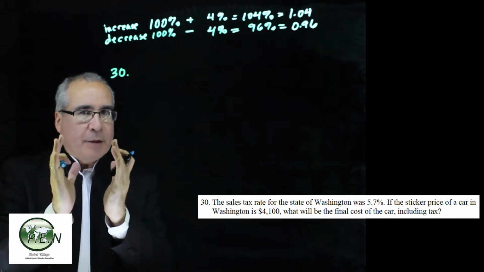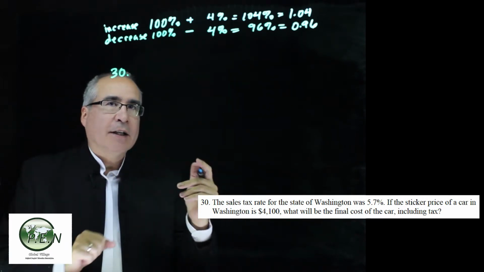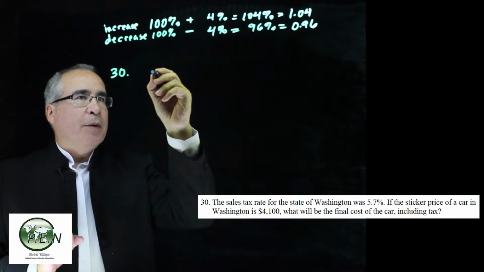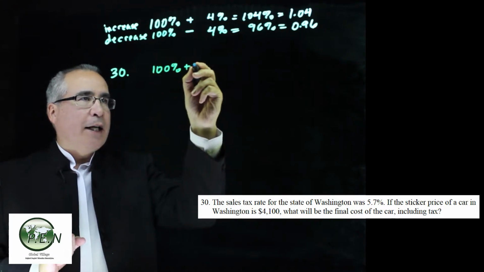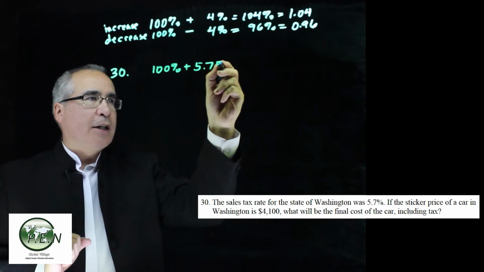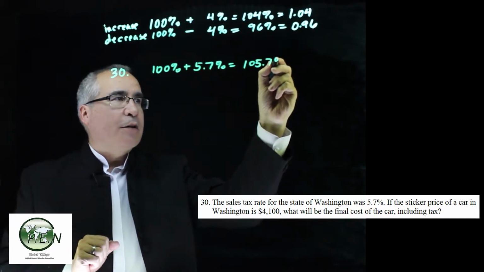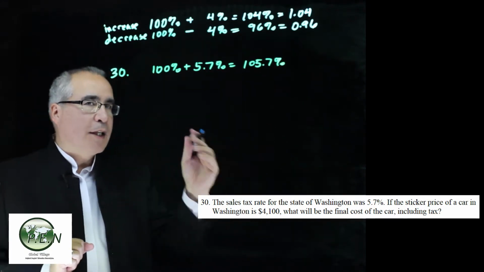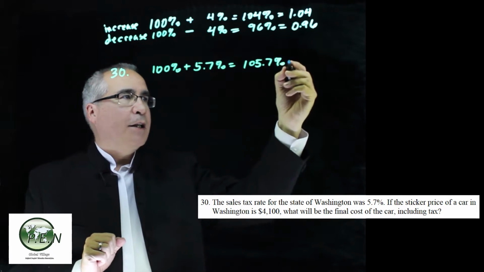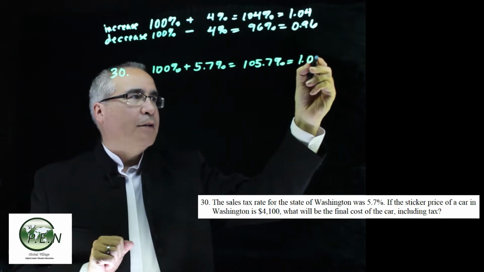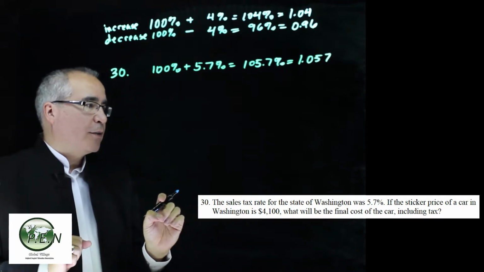So we pay the price of the car as 100%, and we add the tax on top of it. The calculation we want to look at first is we start with the 100%, we add 5.7%, so we have 105.7%. Let's turn this into a decimal because that's what we're going to use to calculate with. It becomes 1.057. Not percent, but that's just the factor we're going to use.